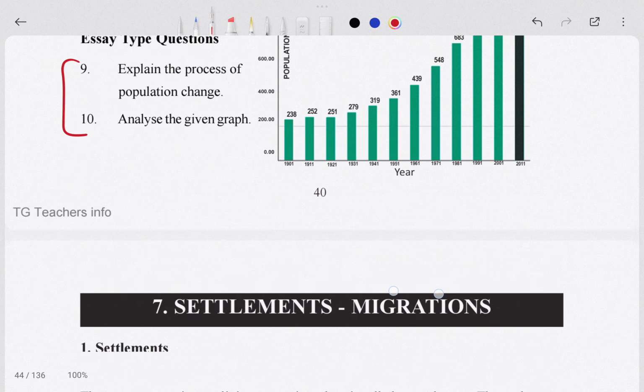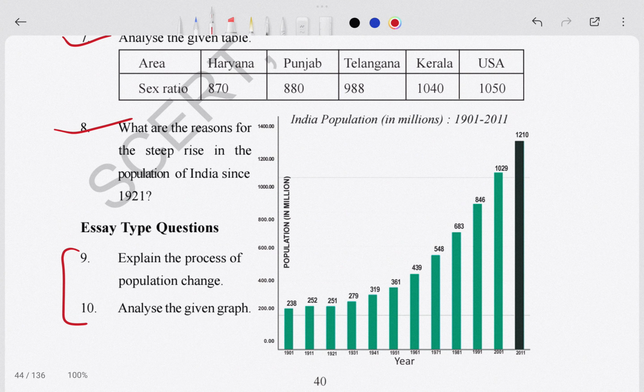Okay, actually this is our seventh one, so this is still here only. This is a very small chapter, and not a lot of questions come in your board examination from this chapter. Okay, that's why it's short.